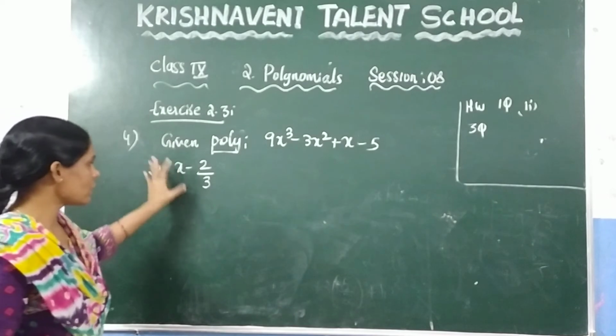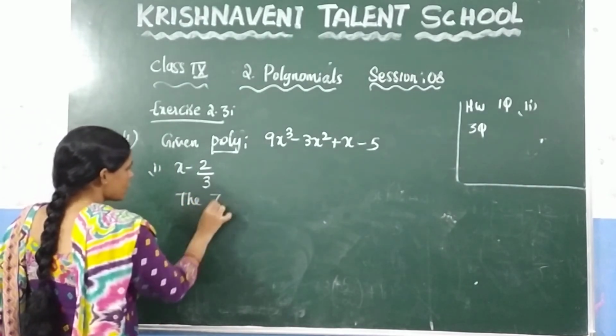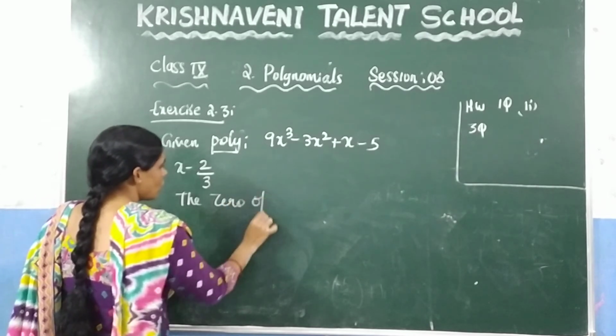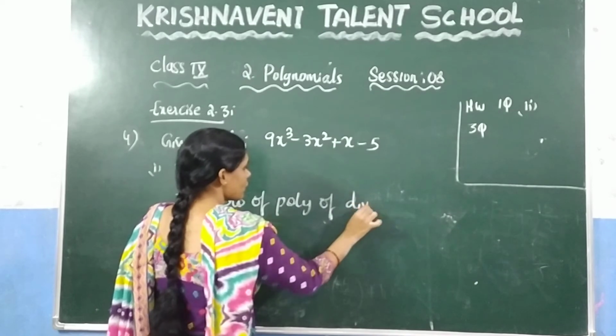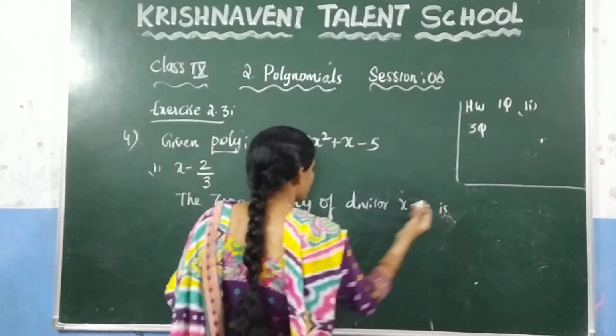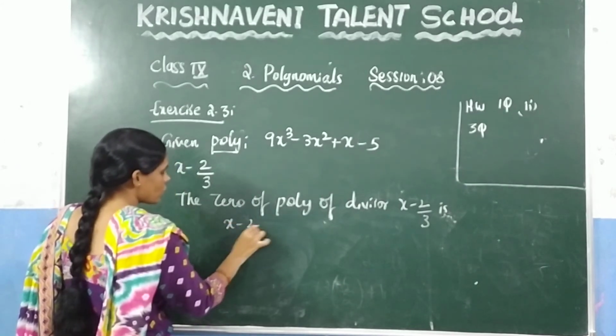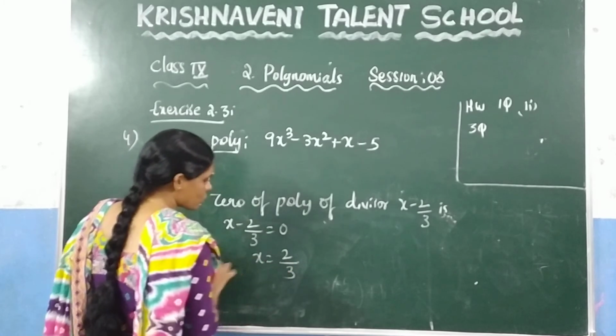If you want to find the remainder, you need to find the 0 of the divisor. So write it here, the 0 of the polynomial of divisor. In this case, what is the divisor? Which is x minus 2 by 3. If you want to find the 0 of the divisor, you need to equate this to 0. From that, you can calculate the value of x. You are getting x value as 2 by 3.